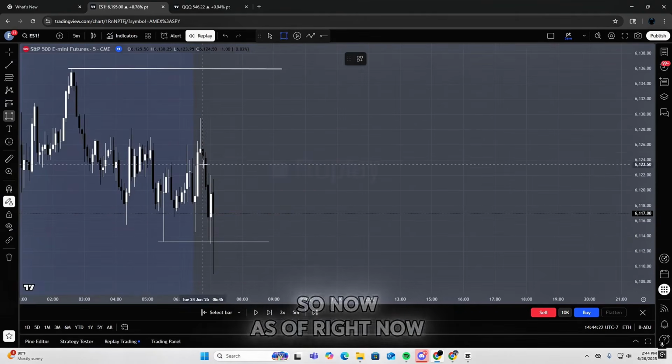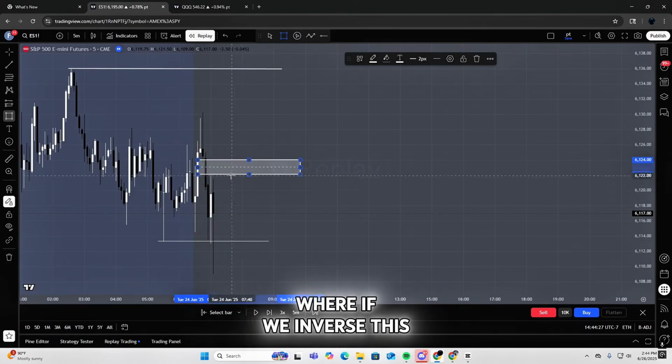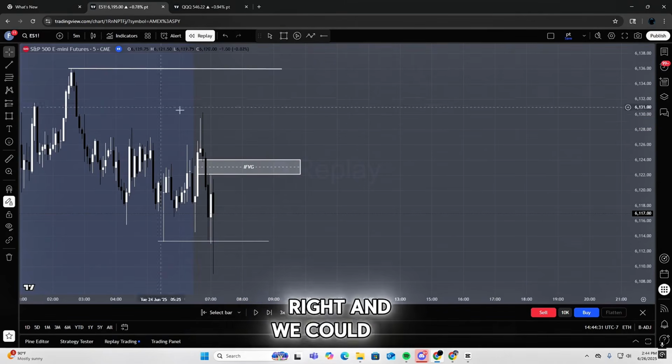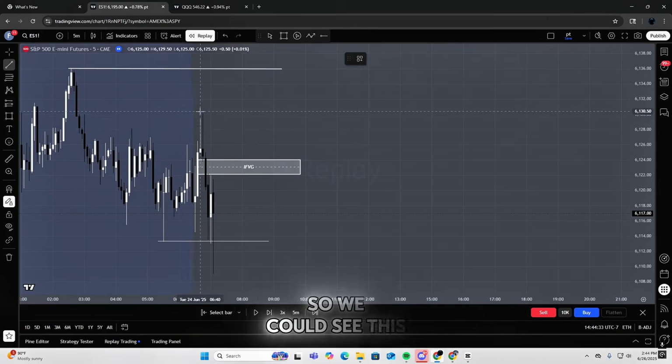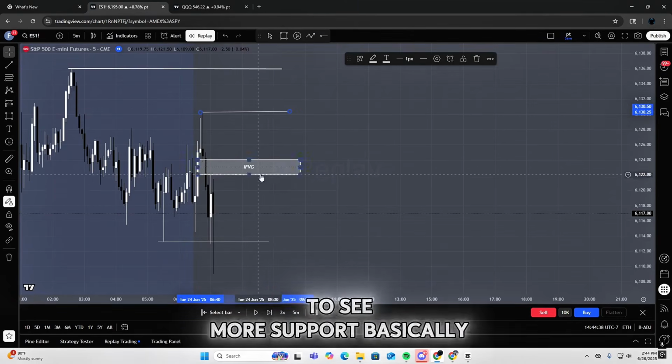So as of right now, we see a liquidity sweep here and we see a fair value gap here, where if we inverse this, then we could validate our liquidity sweep. And we could see the potential highs get taken. So we could see this high get taken, and then we just want to see more support develop.